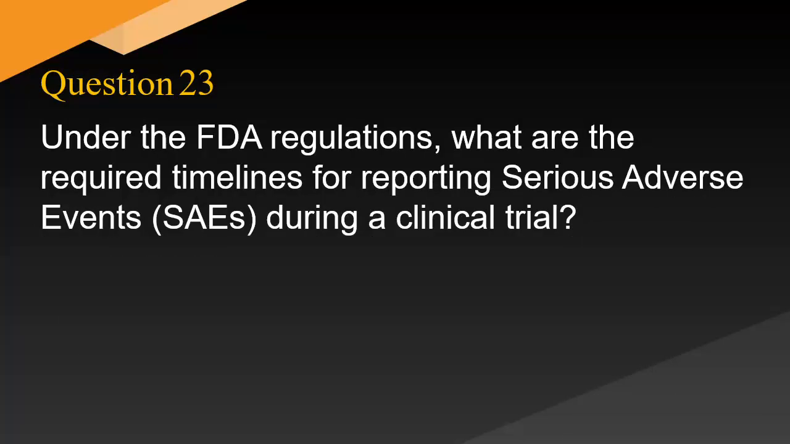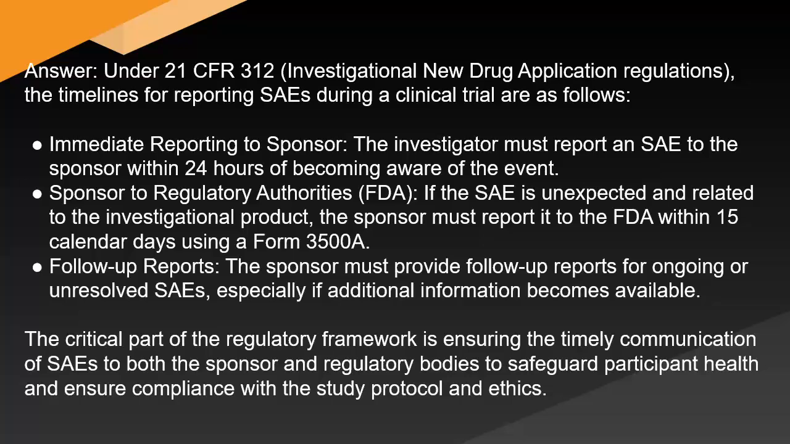Under the FDA regulations, what are the required timelines for reporting serious adverse events (SAEs) during a clinical trial? Answer: under 21 CFR 312, Investigational New Drug Application Regulations, the timelines for reporting SAEs during a clinical trial are as follows. Immediate reporting to sponsor. The investigator must report an SAE to the sponsor within 24 hours of becoming aware of the event.